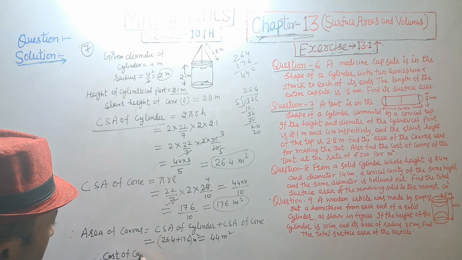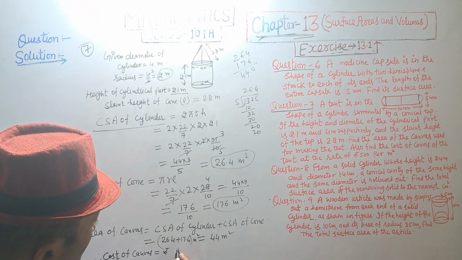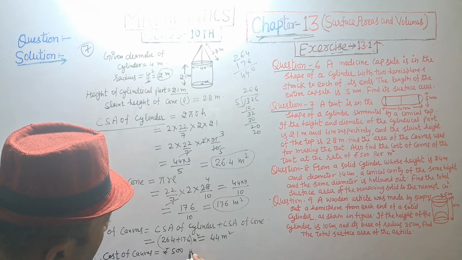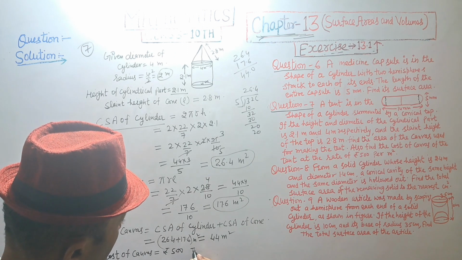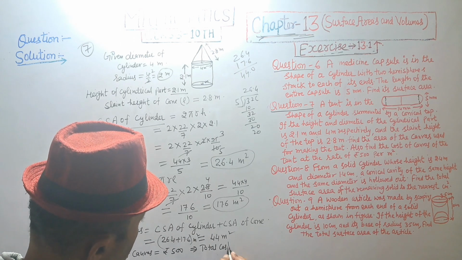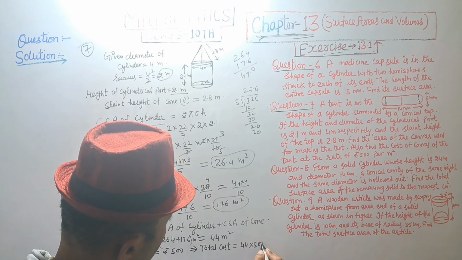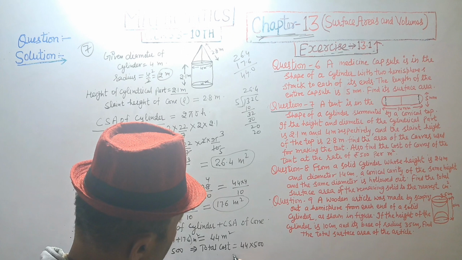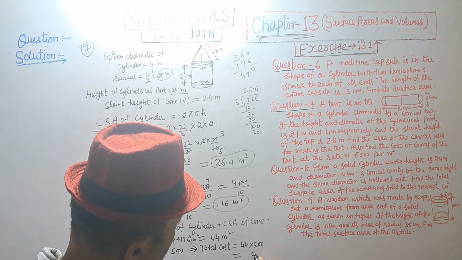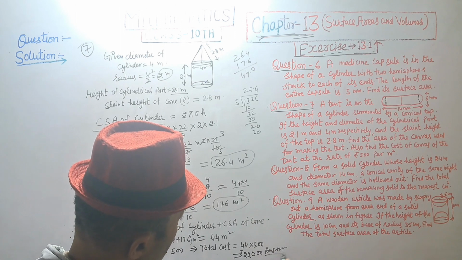Cost of canvas is equal to rupees 500. This implies total cost is equal to 44 multiplied by 500. That is equal to 5 4s are 20, 22,000 rupees. Answer.